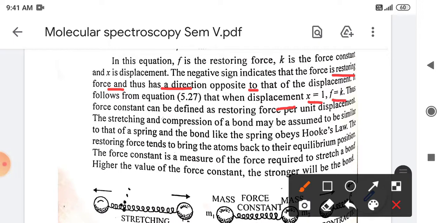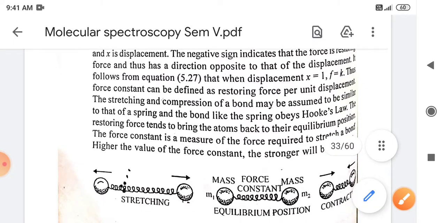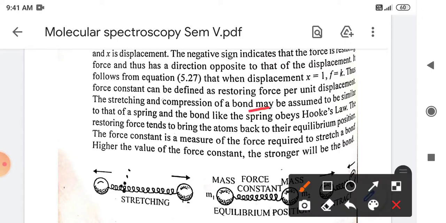Force becomes the force constant. So we can say that the force constant can be defined as the restoring force per unit displacement. The stretching and compression of the bond may be assumed to be similar to that of a spring and bond model, which will obey Hooke's law.